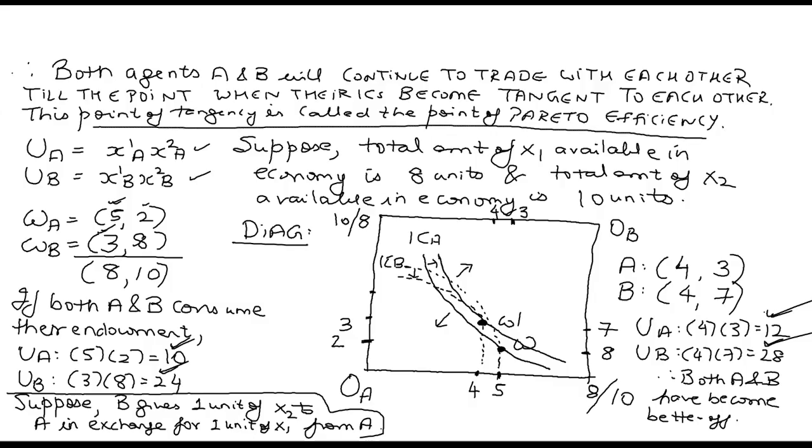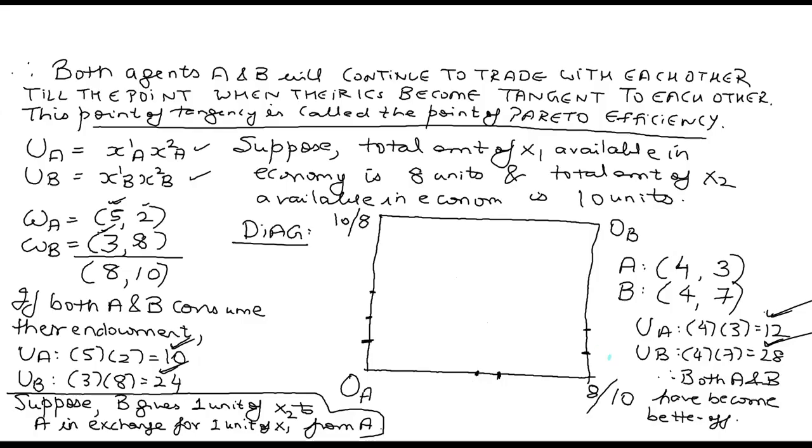Okay, so I can erase the diagram and I can show when will they stop. When will they stop trading with each other? They will stop trading with each other when eventually their ICs, I can erase all this right now, we don't need all this. They'll stop trading with each other until they reach a point when A's IC becomes exactly tangent to B's IC.